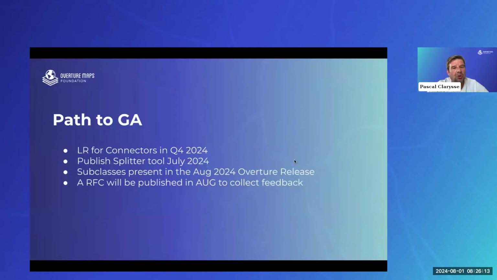So what are we going to do? What is our path to GA? First of all, we're going to introduce this linear reference for connectors. It should be available somewhere in Q4 of this year. We already published the splitter tool.